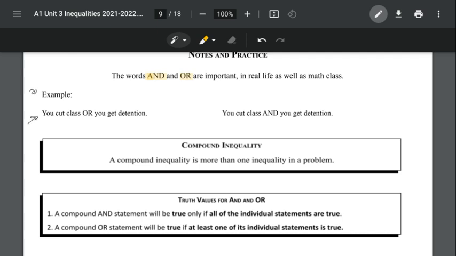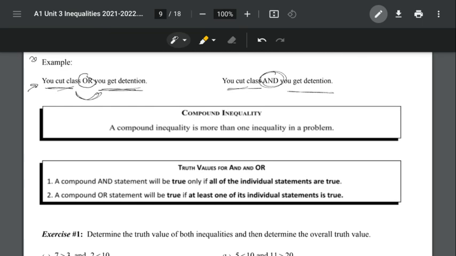Now, in real life, they generally go together. But for an or statement, it could be you cut class, and in isolation, you randomly get detention. Or it could be both. For an and sentence, it has to be both. You cut class and you get detention. If both of those things don't happen, then it's neither.